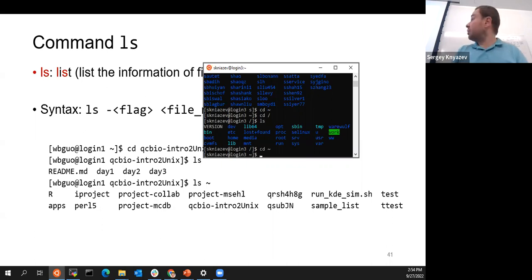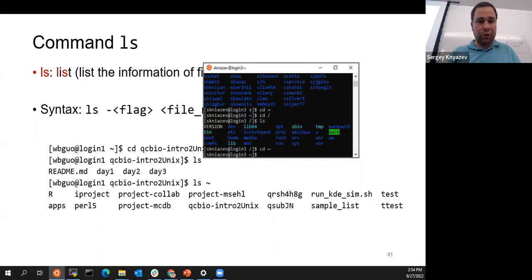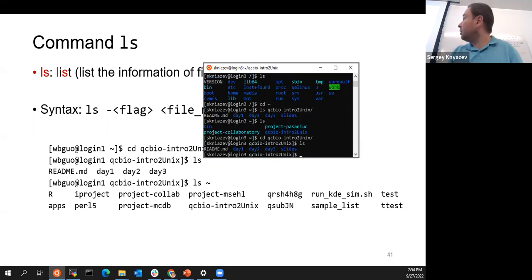Okay, so let's go to our QC file folder that we downloaded and see what is inside. cd qc file and print ls. Okay, there are folders that we saw from the web page, right? So the structure is the same.